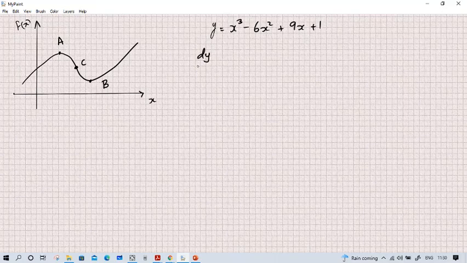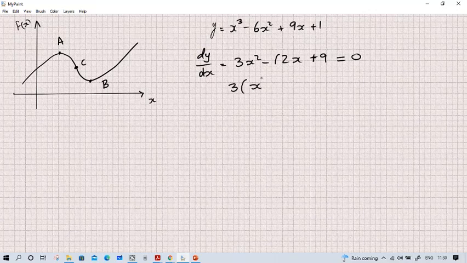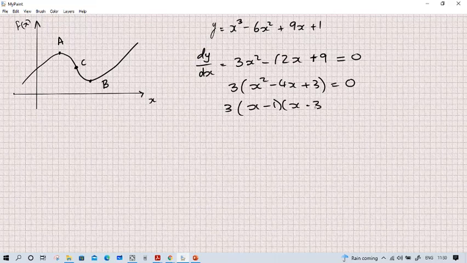So the first derivative, dy/dx, equals 3x squared minus 12x plus 9. And we must set this to 0. We have a quadratic equation now. I can factor the 3 out of the quadratic equation, so we have 3 times (x squared minus 4x plus 3). And we can find solutions to this quadratic equation by factorising. So we'll have (x minus 1) and (x minus 3) for our factors.